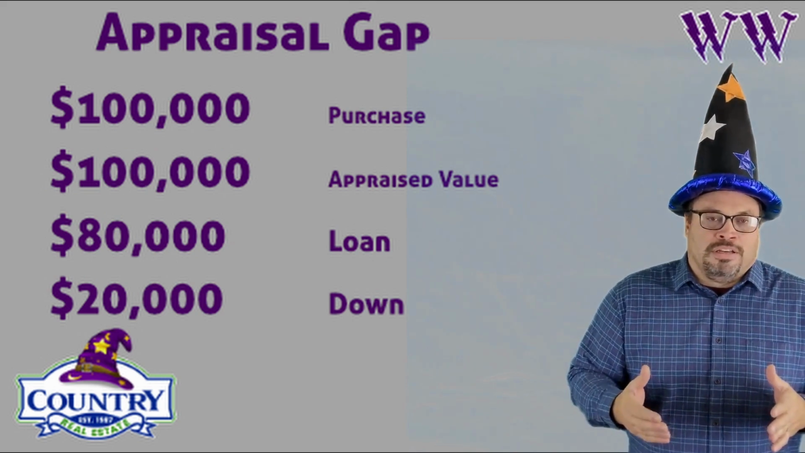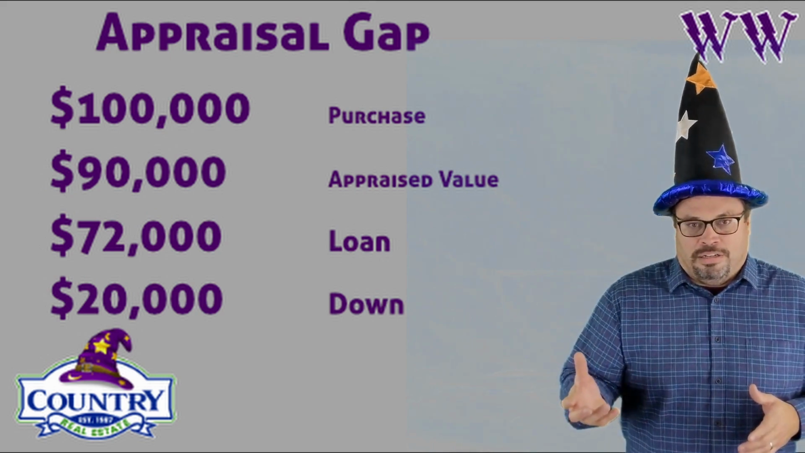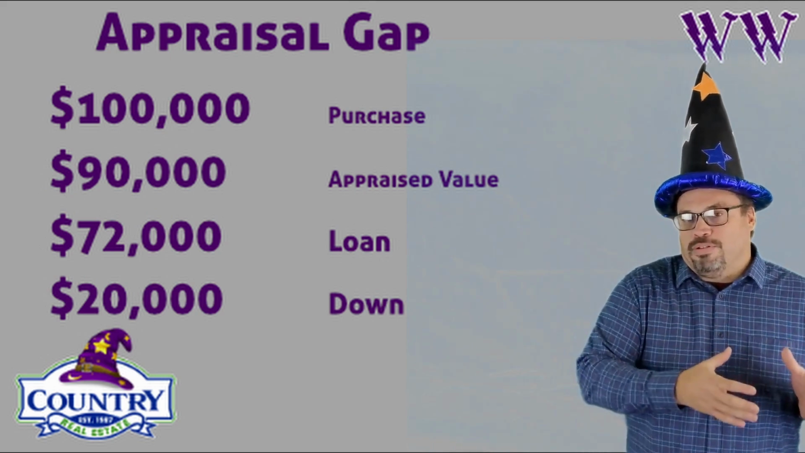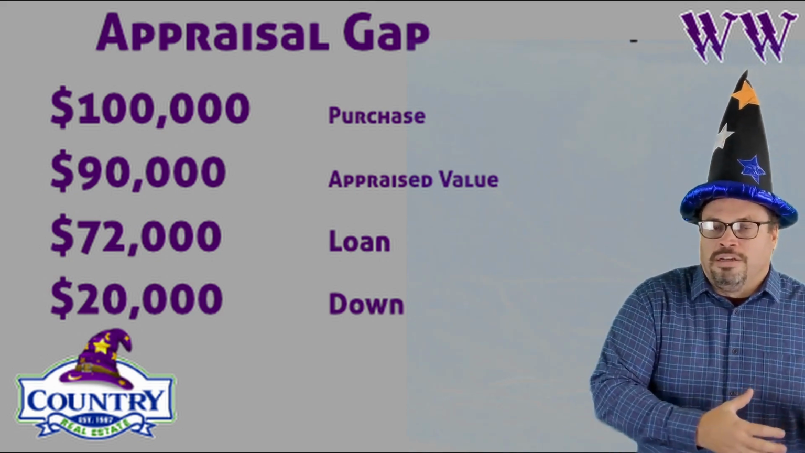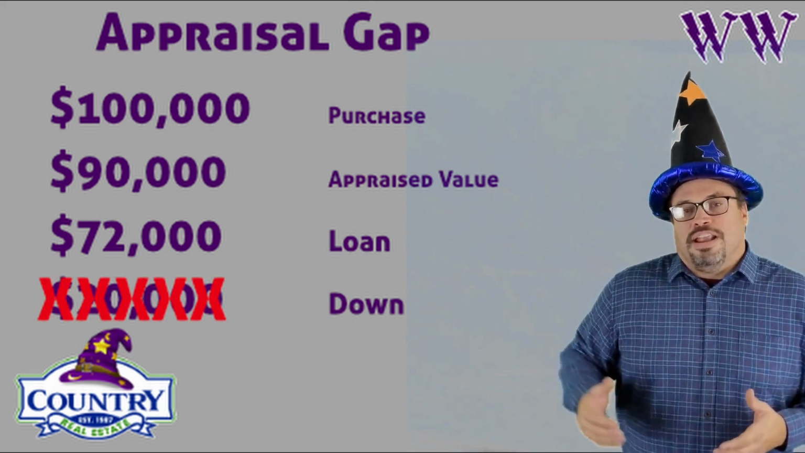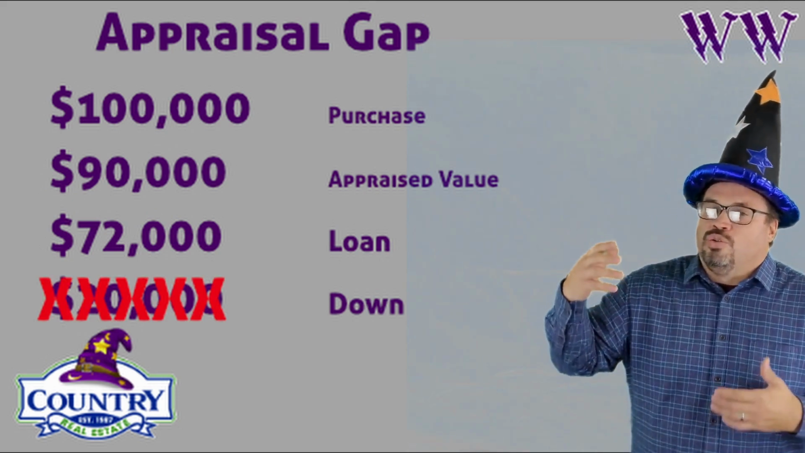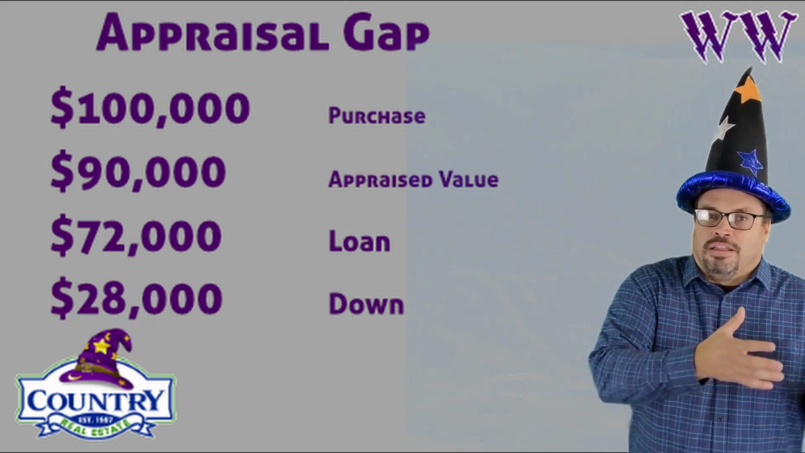What happens if the appraiser says the house is worth $90,000? Well, now 80% of $90,000 is only $72,000, but your offer is still $100,000. So now you have to bring in $28,000 to satisfy the loan.